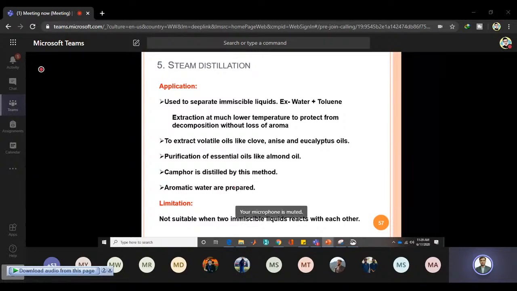Extract volatile oils like clove, anise, and eucalyptus oils. Purification of essential oils like almond oil. Camphor is distilled by this method. Aromatic waters are prepared. Limitations: not suitable when two immiscible liquids react with each other.